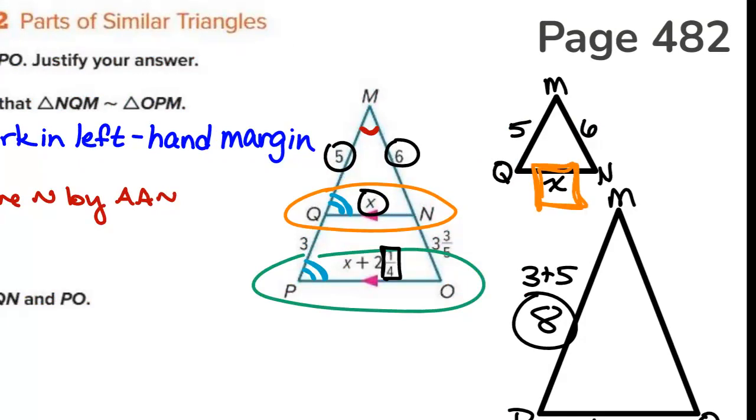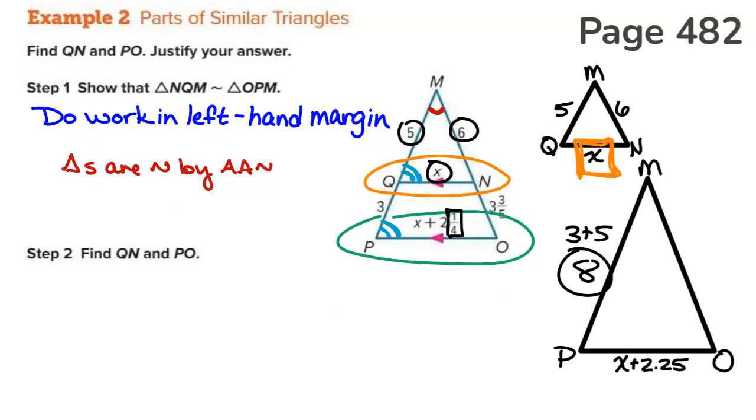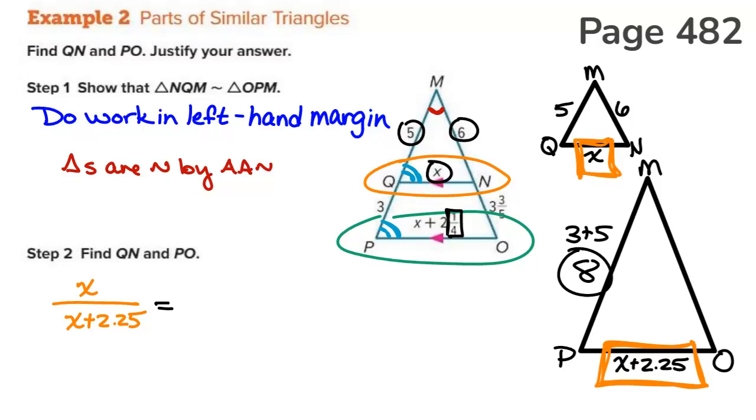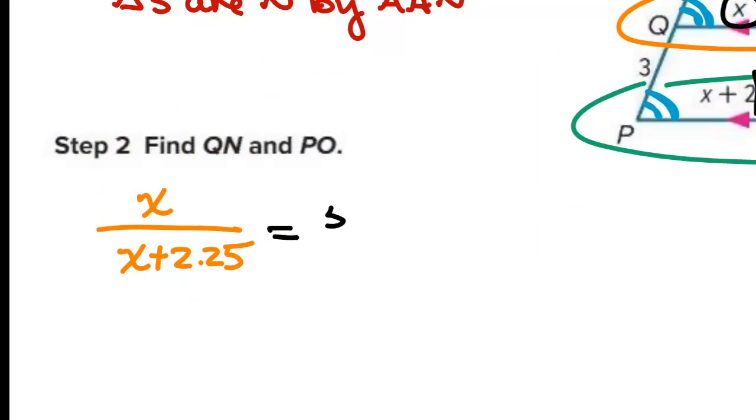This side right here, QN, would correspond to what side on my larger triangle? PO. So I would have X over X plus 2.25. And that would be equal to, now I need another pair of sides. MQ would correspond to what on the larger triangle? MP. So my other fraction would be 5 over 8.